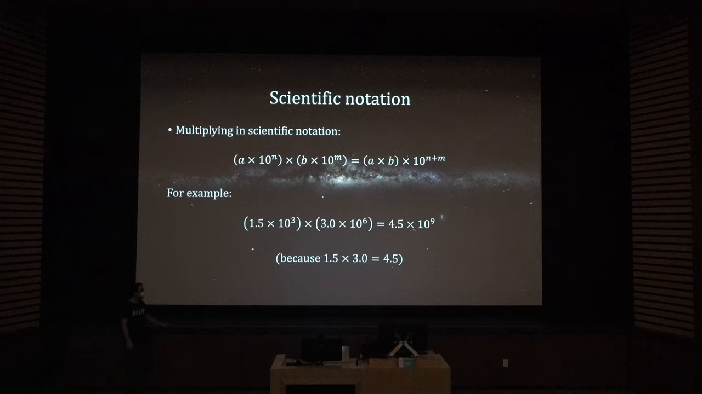And here is a simple example. 1.5 times 10 to the 3 times 3 times 10 to the 6. So 1.5 times 3 is 4.5. 3 plus 6 is 9. So the answer is 4.5 times 10 to the 9. Again, you don't need to do this in your head. You can do this in a calculator. But you should understand really just what these numbers stand for.